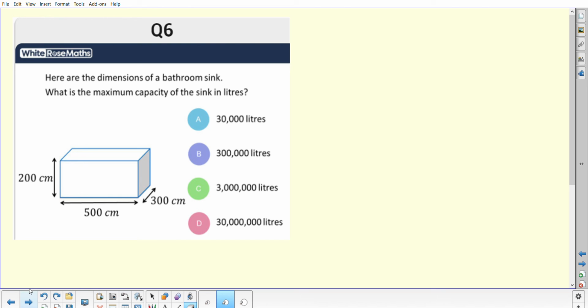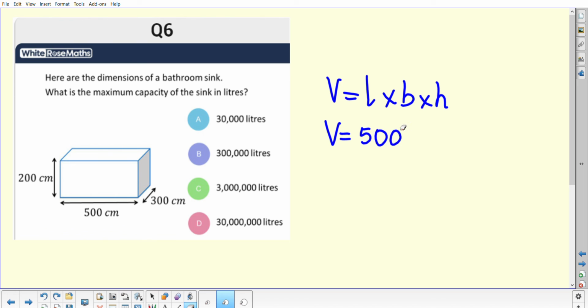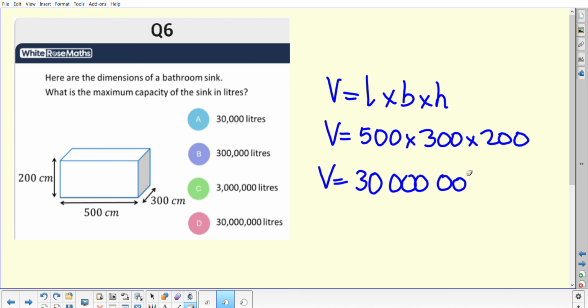This one here gives the dimensions of a bathroom sink. What is the maximum capacity of the sink in litres? You first of all need to work out the volume, and you'd work out the volume in cubic centimetres first. So we would do, again, the three numbers multiplied together: 500 times 300 times the height of 200. You can see you've got 6 zeros there, so you have 6 zeros in your answer. Then 2 times 3 is 6, 6 times 5 is 30, and then the other 6 zeros. That would be 30 million, 30 million cubic centimetres.